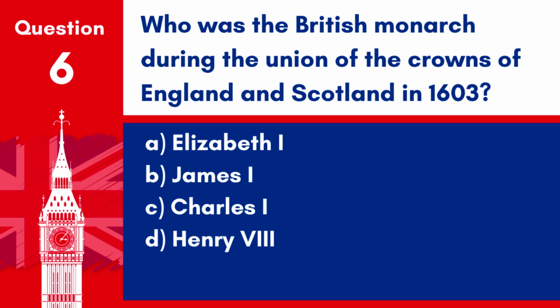Answer. B. James I. James I of England, who was also James VI of Scotland, became the first monarch to rule both England and Scotland after the union of the crowns in 1603.